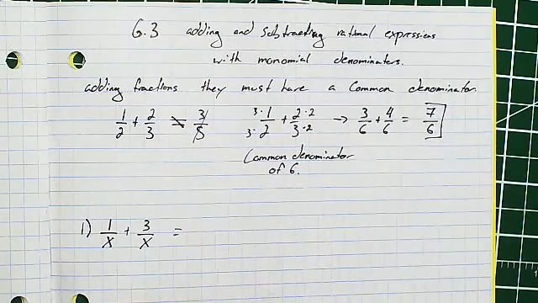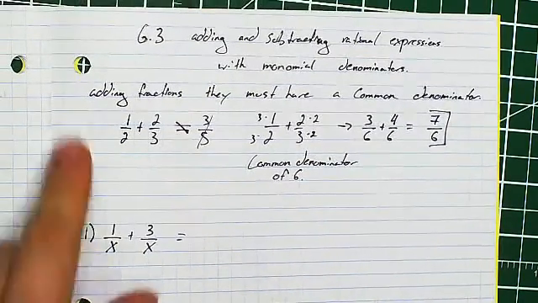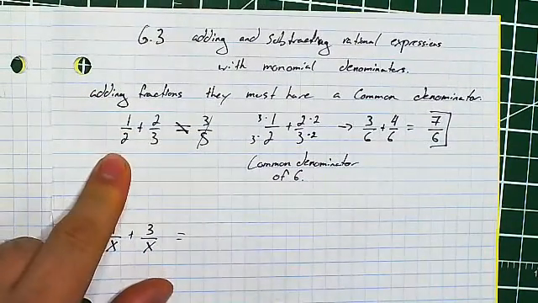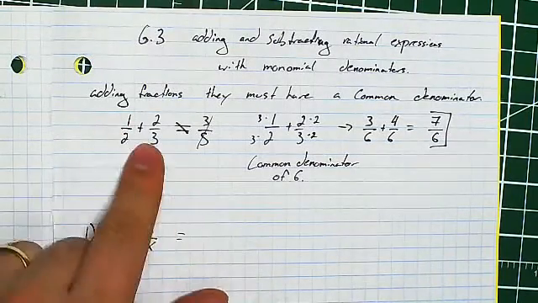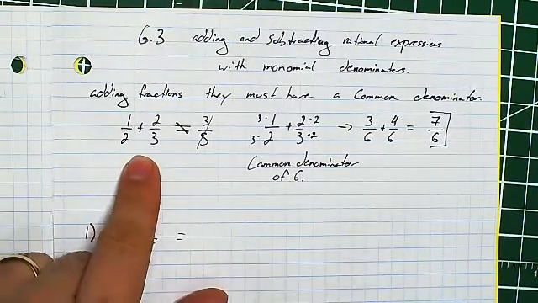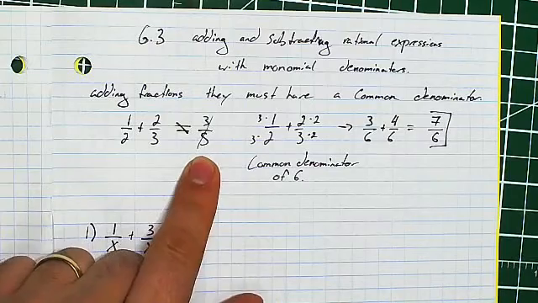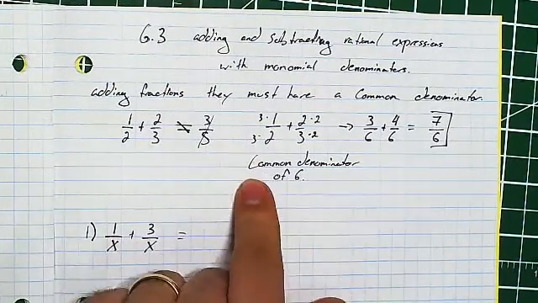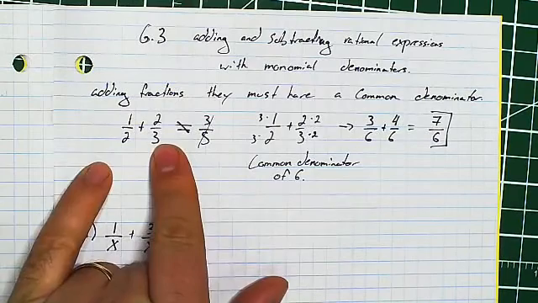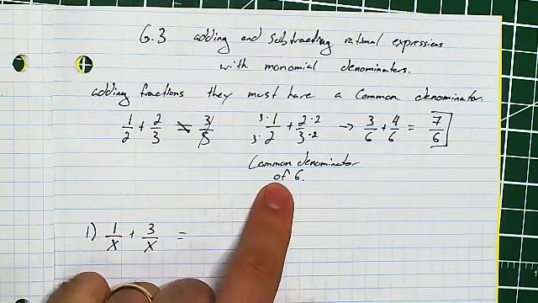We remember back to probably grade 4: when you add fractions, they have to have the same common denominator. You can't just add them straight across. So 1/2 plus 2/3 does not equal 3/5. Instead, you have to find a common denominator between 2 and 3, which in our case is 6.